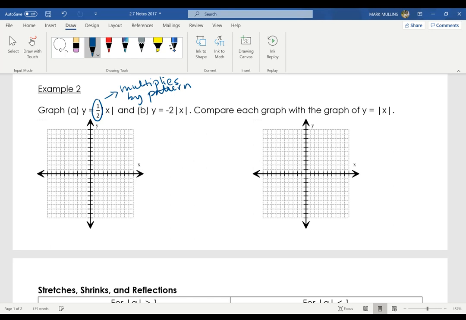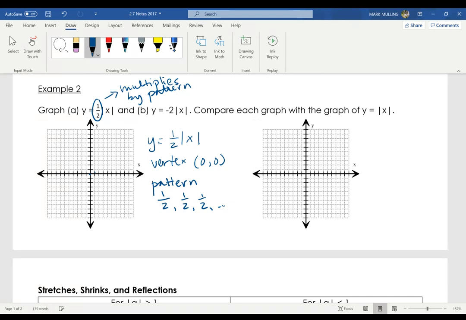So when I go to graph y equals 1/2 times the absolute value of x, my vertex will be 0, 0. But this time, instead of my pattern being 1, 1, 1, 1, my pattern is 1/2, 1/2, 1/2. So let's try this. I'm starting at 0, 0 still, but I'm going up 1/2 a unit and over 1.